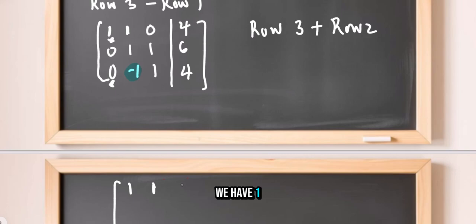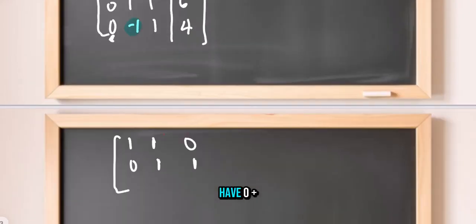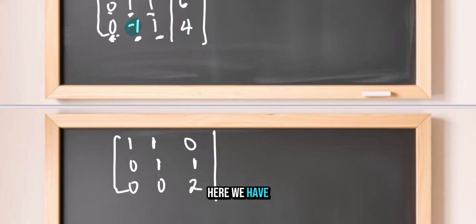We have 1, 1, 0, 0, 1, 1. Now, here we have 0 plus 0 to be 0. Negative 1 plus this 1 gives 0. And 1 plus 1 gives 2. Here we have our 4. We have our 6. So 4 plus 6 here gives 10.